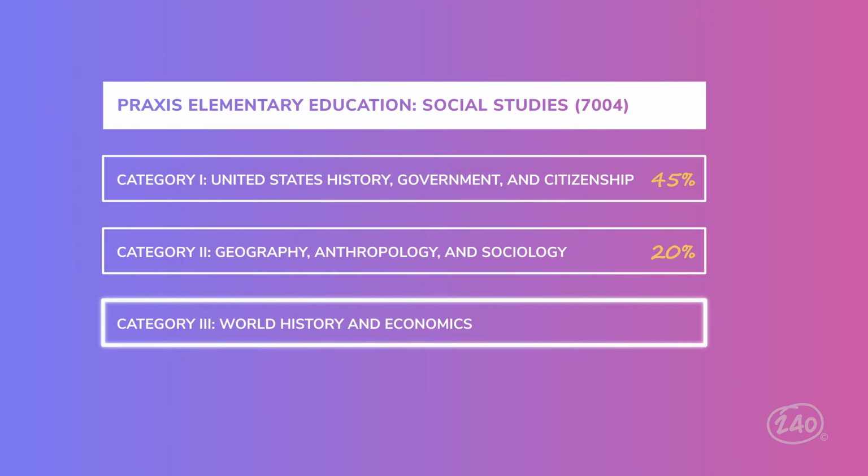One more category to go. The World History and Economics category is worth 35%, but that still means around 14 questions will come from this category, so you'll want to be prepped for this one too. A lot can come up about world history, including information on classical civilizations like Egypt, Greece, and Rome.